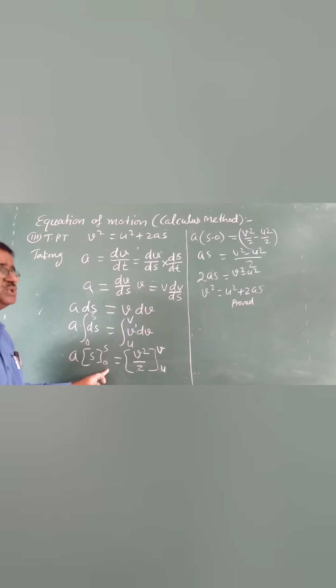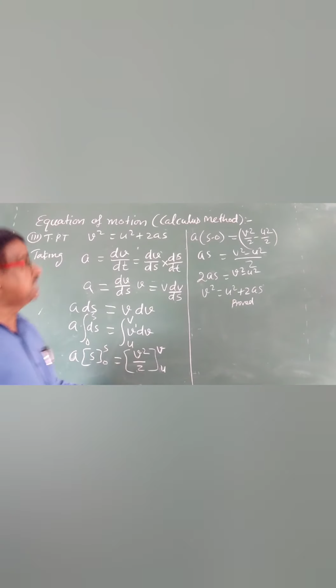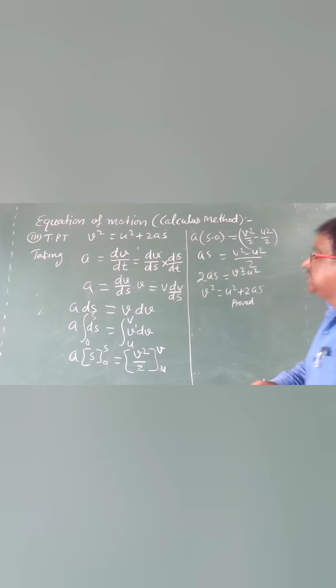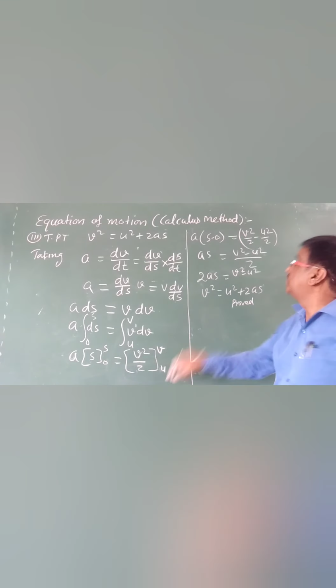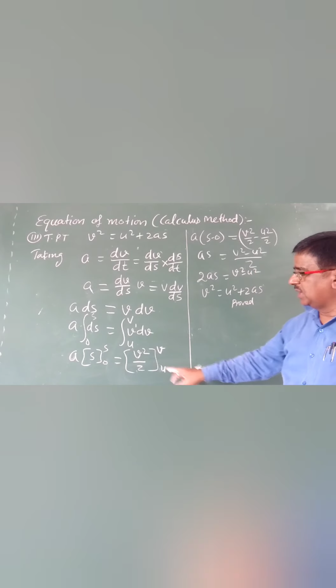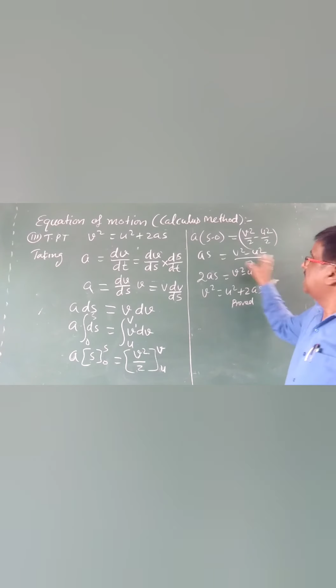Now we will substitute the limits. First of all, the upper limit in this place minus the lower limit. Here also. So a into the upper limit s minus 0 is equal to v square by 2, where v has the same value, minus the lower limit, u square by 2. And then after solving we will get this equation. So this equation is proved.